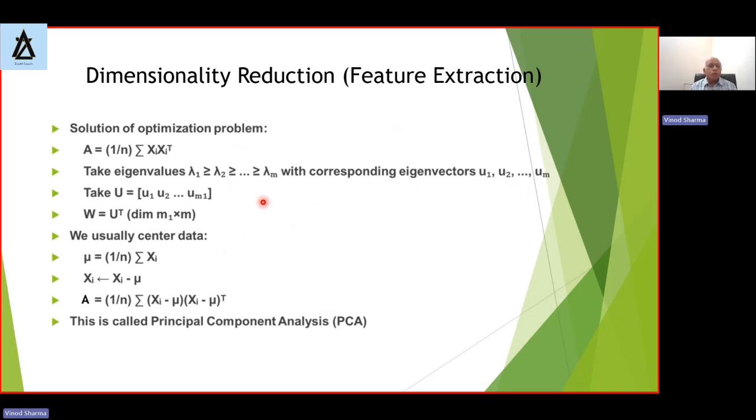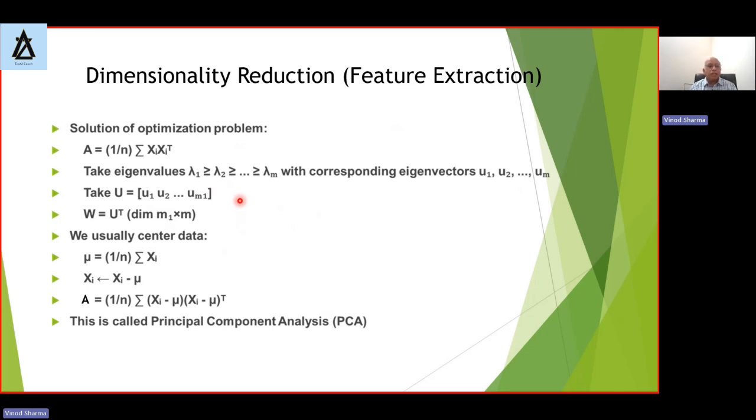Then we take u and w, which we defined in the last slide. U is the matrix given by column vectors u1, u2, up to um1. Each one of the column vectors is of dimension m, but the number of columns right now is m1. W is defined as the transpose of this, and therefore has dimension m1 cross m. This way, the U and W that we obtain will provide the optimal compression as we have just defined.